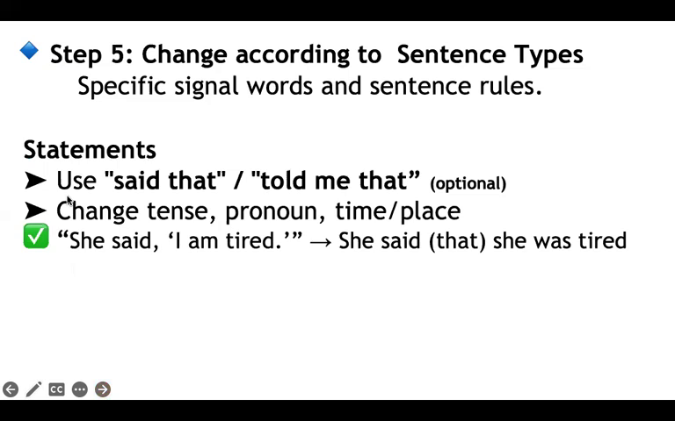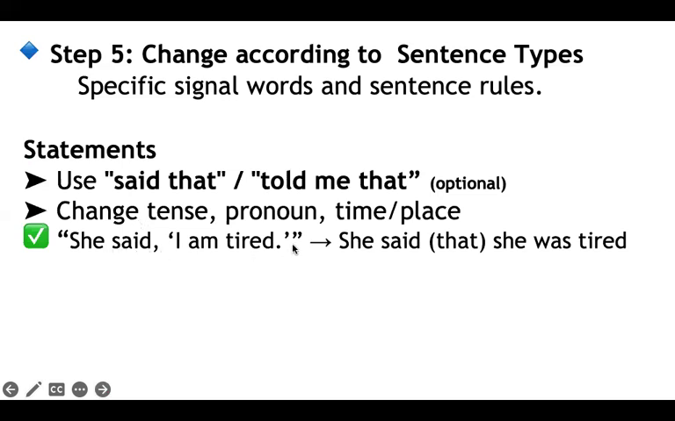Now we know that there are 5 kinds of sentences. First are the assertive sentences, the statements. You can change said to told, but this is optional. You can even keep it as said. Change tense, pronoun, time, place. This is what we do in every case.